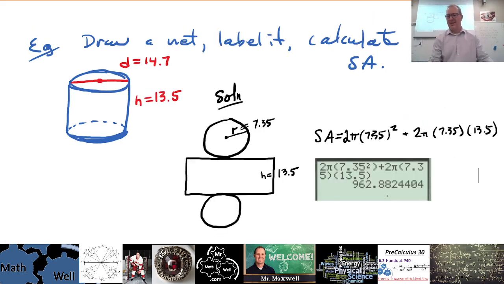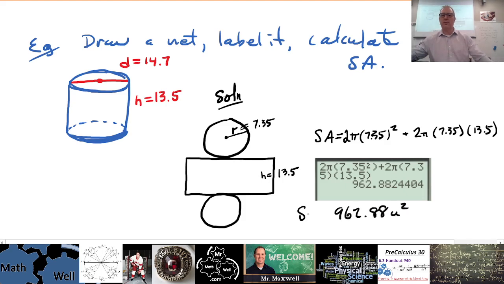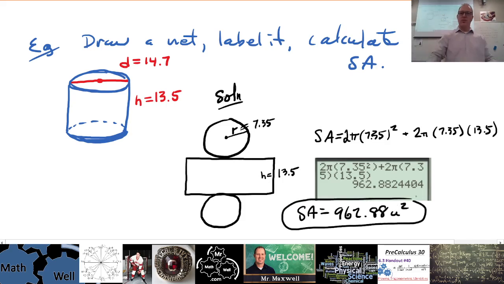All right. Here is the answer that I got. Does that match up with anybody else's answer? 962.88 units squared for a surface area here. All right, so let's go through this. And I saw something interesting when I was walking around, so I would like to talk about that too.